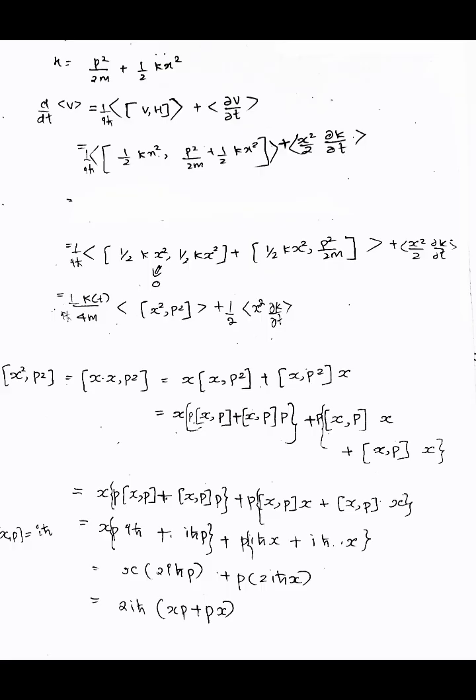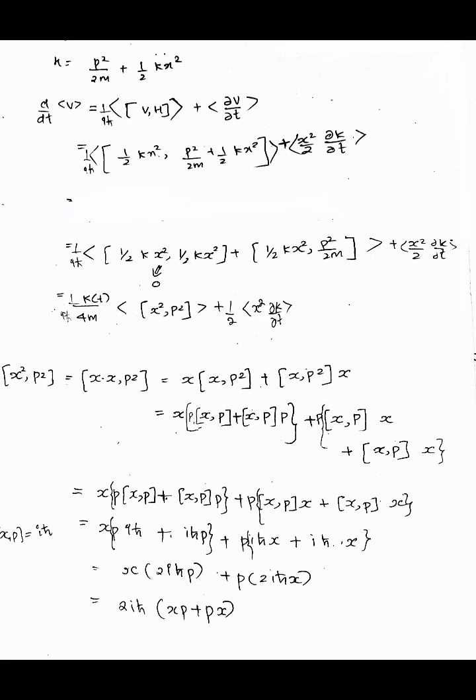The Poisson bracket of x square comma p square is equal to the Poisson bracket of x into x comma p square, which is equal to x into the Poisson bracket of x comma p square plus the Poisson bracket of x comma p square into x, which is equal to x into the Poisson bracket of x comma p plus the Poisson bracket of x comma p into p plus p into the Poisson bracket of x comma p into x plus the Poisson bracket of x comma p into x.